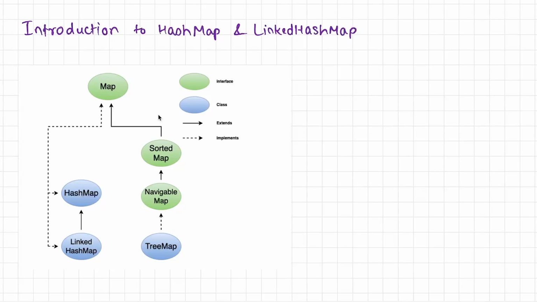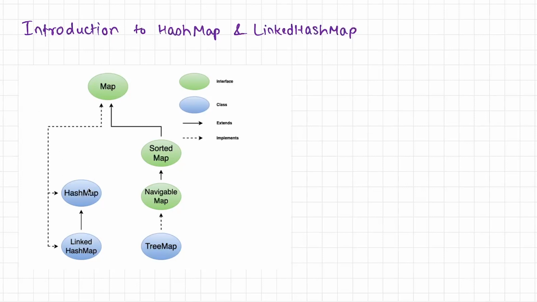Now there are three classes that implement the Map interface. First one is the HashMap, second one is the LinkedHashMap, and third one is the TreeMap. We will discuss the TreeMap collection class in upcoming videos. In today's video, we are only focused on the HashMap class and the LinkedHashMap class.